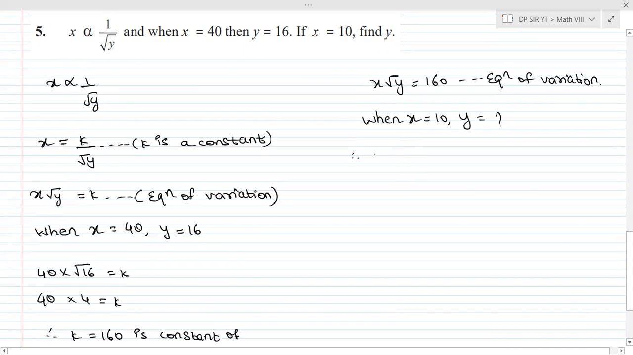So therefore, when x is equal to 10, we need to substitute in the equation of variation, isn't it? So 10 into root of y is equal to 160. So I would suggest keeping root y on one side, this becomes 160 upon 10. Keep root y on one side.